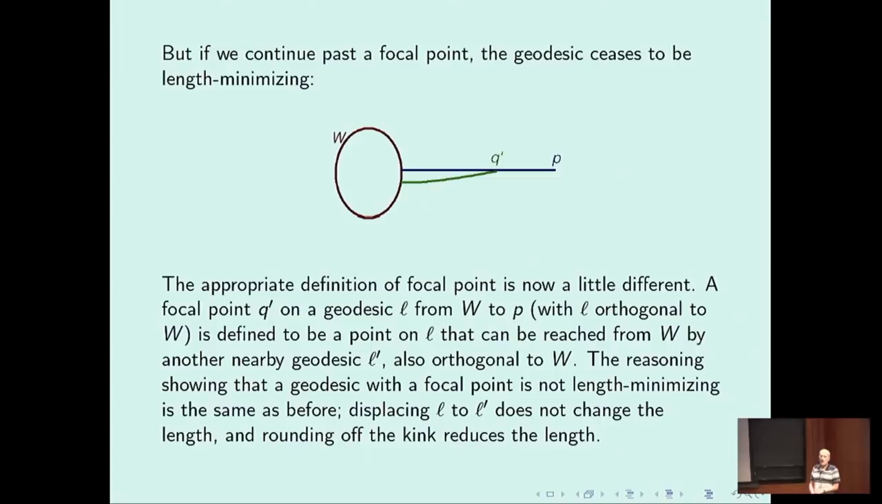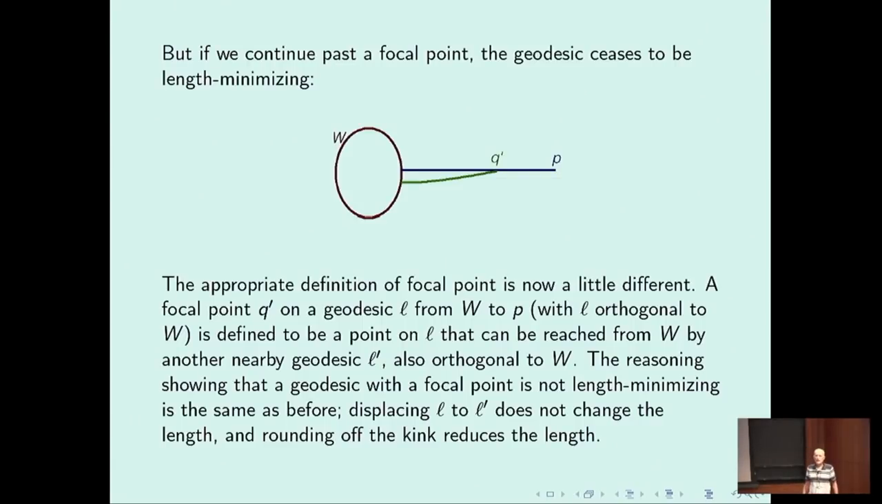But because it's a non-geodesic path, it can be improved by rounding out the kink. And that will make a shorter path from W to P. So a geodesic orthogonal to W that's continued past the focal points does not minimize the length anymore. So I'll invite one more question on Euclidean signature.